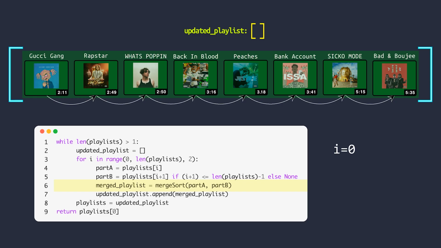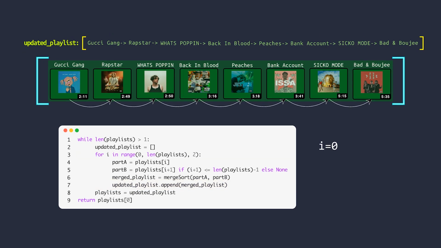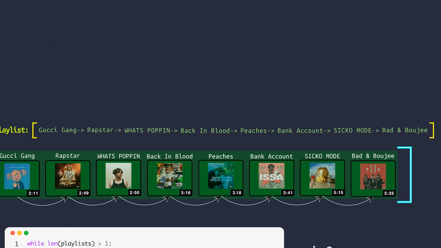Awesome. Now, we have a single, complete playlist. So let's again append its head to the updated playlist array. On line 8, overwrite the original playlist with our updated playlist, and exit out of the while loop. Here, we just return the head of the merged playlist itself, linked to all these songs.